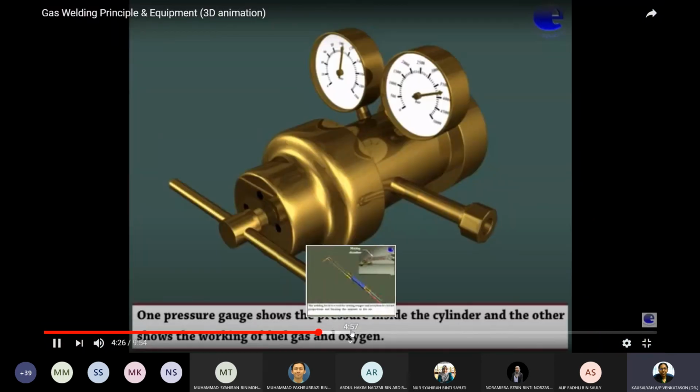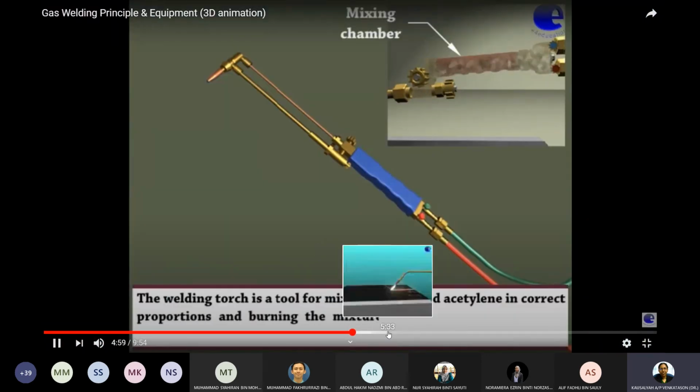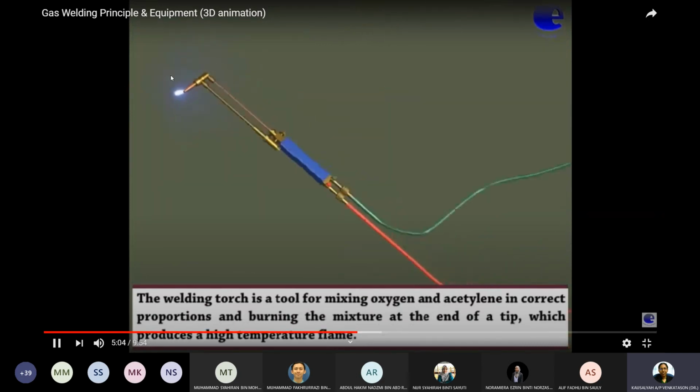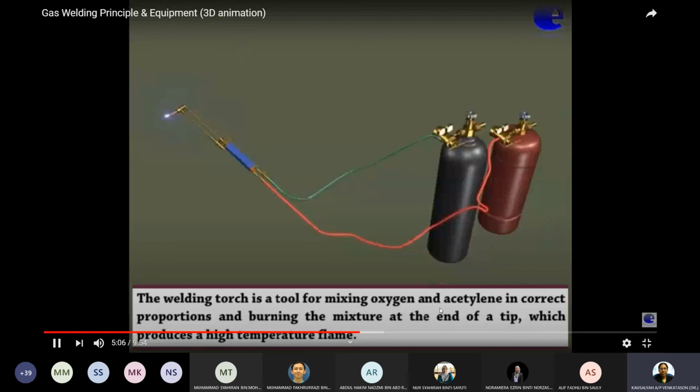Working of fuel gas and oxygen in correct proportions and burning the mixture at the end of a tip, which produces a high temperature flame. Flame over here.